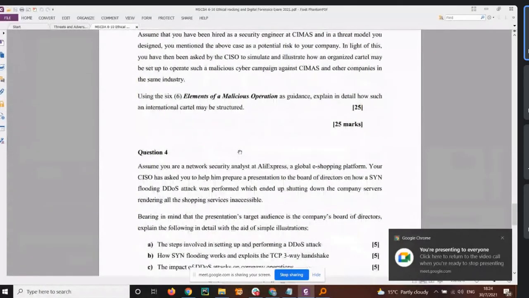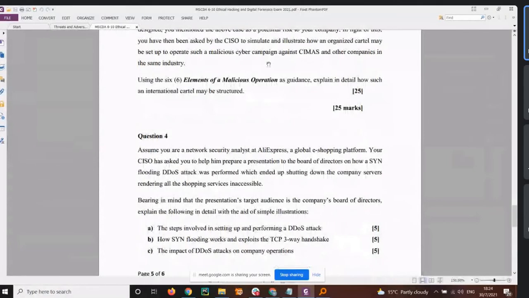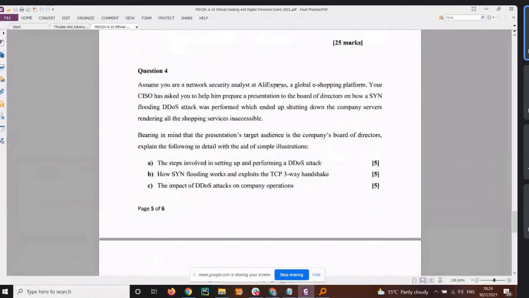All right, so moving on. So that's basically one way the elements of a malicious operation can be structured. And then the next question was: assuming you're a network security analyst at AliExpress, your CISO has asked you to help him prepare a presentation to the board of directors on how a SYN flooding DDoS attack works.